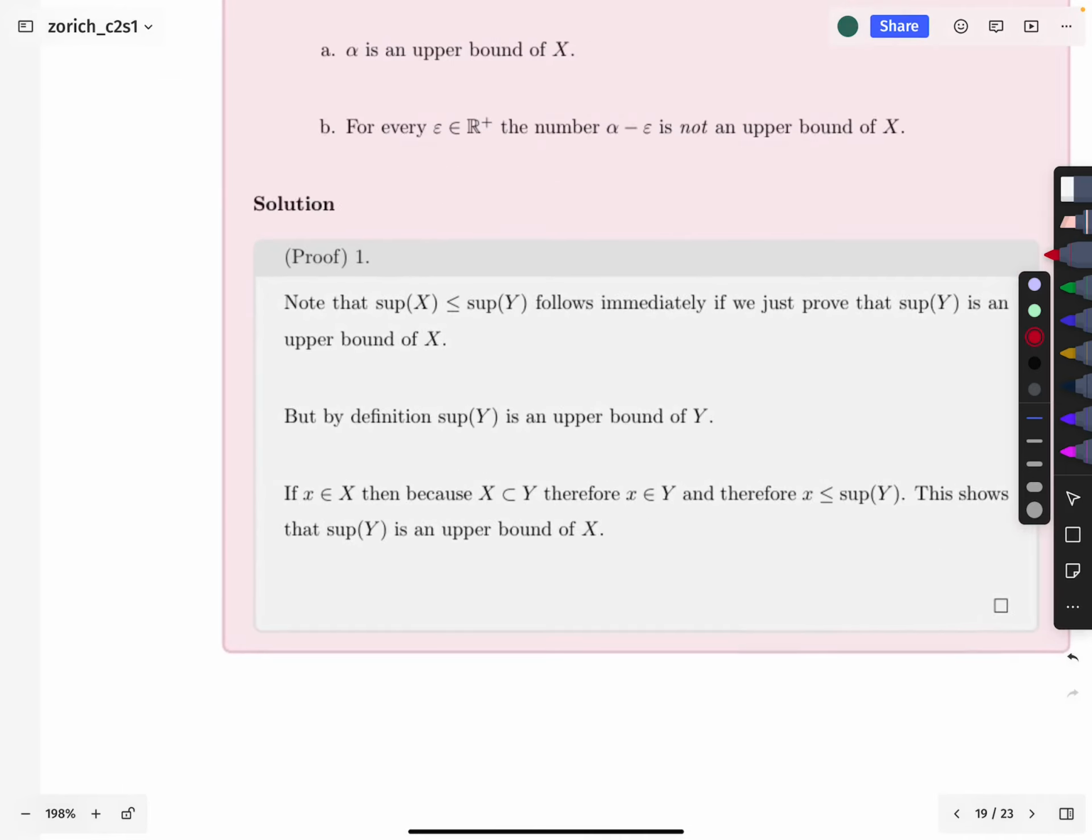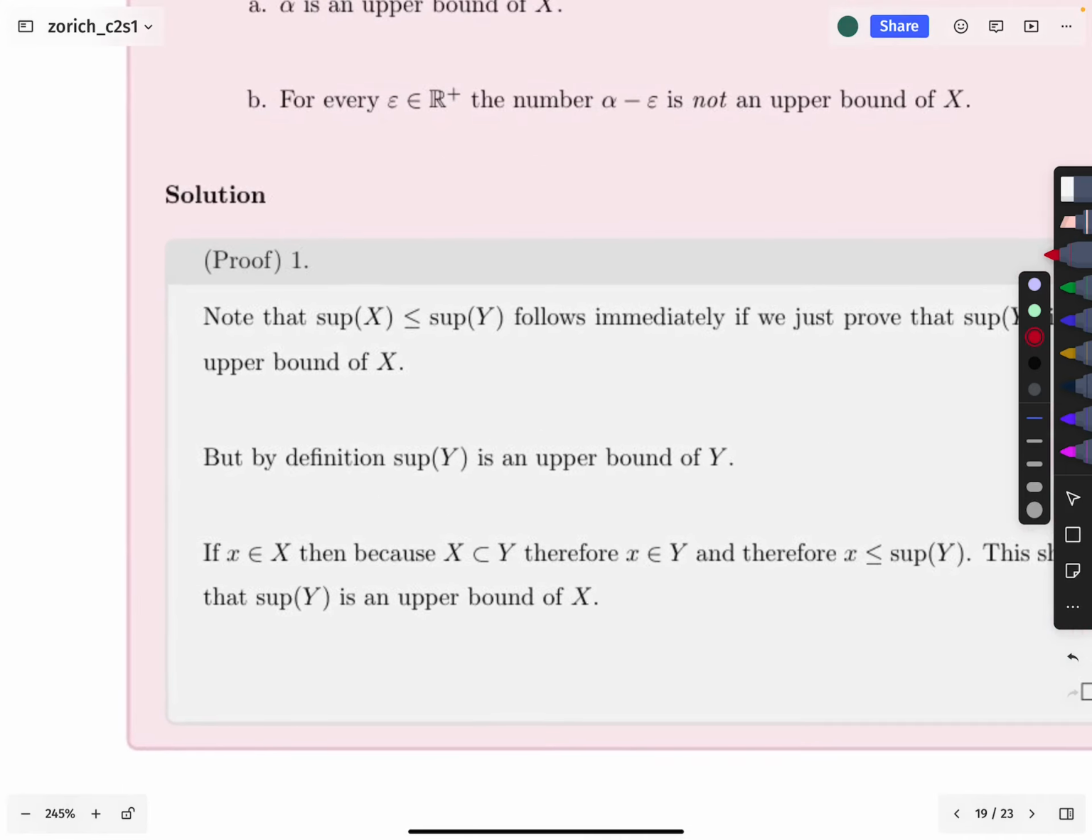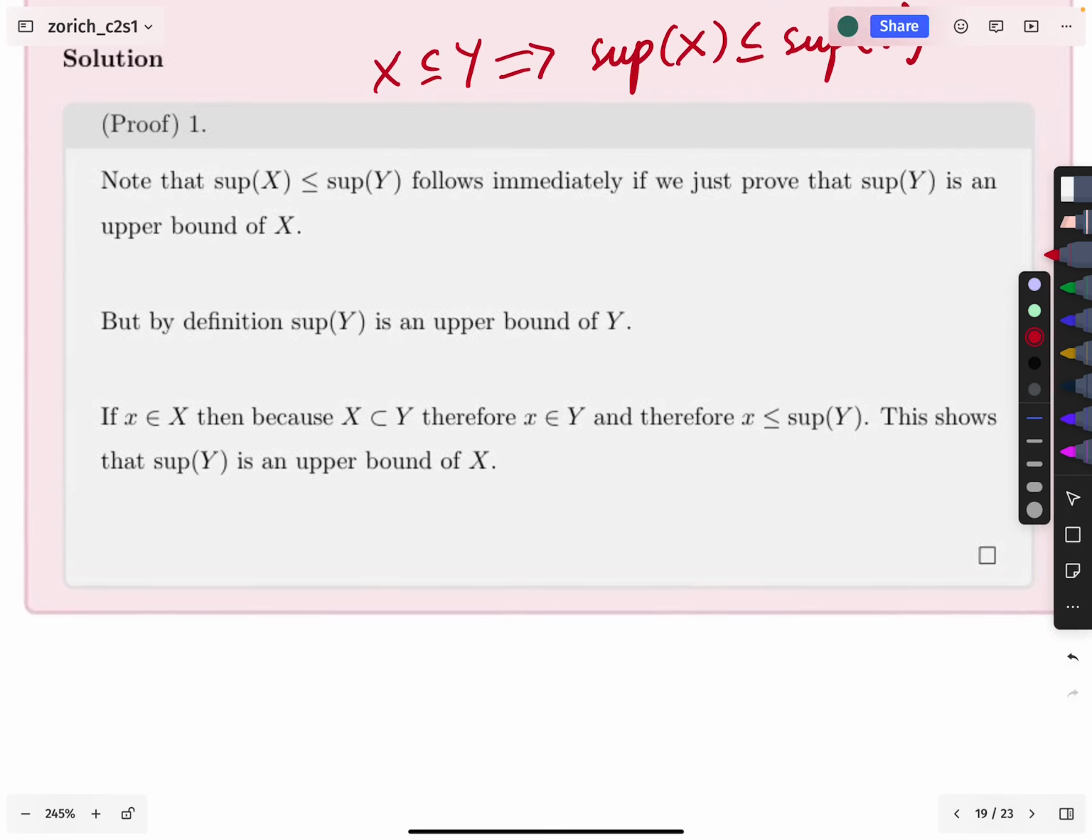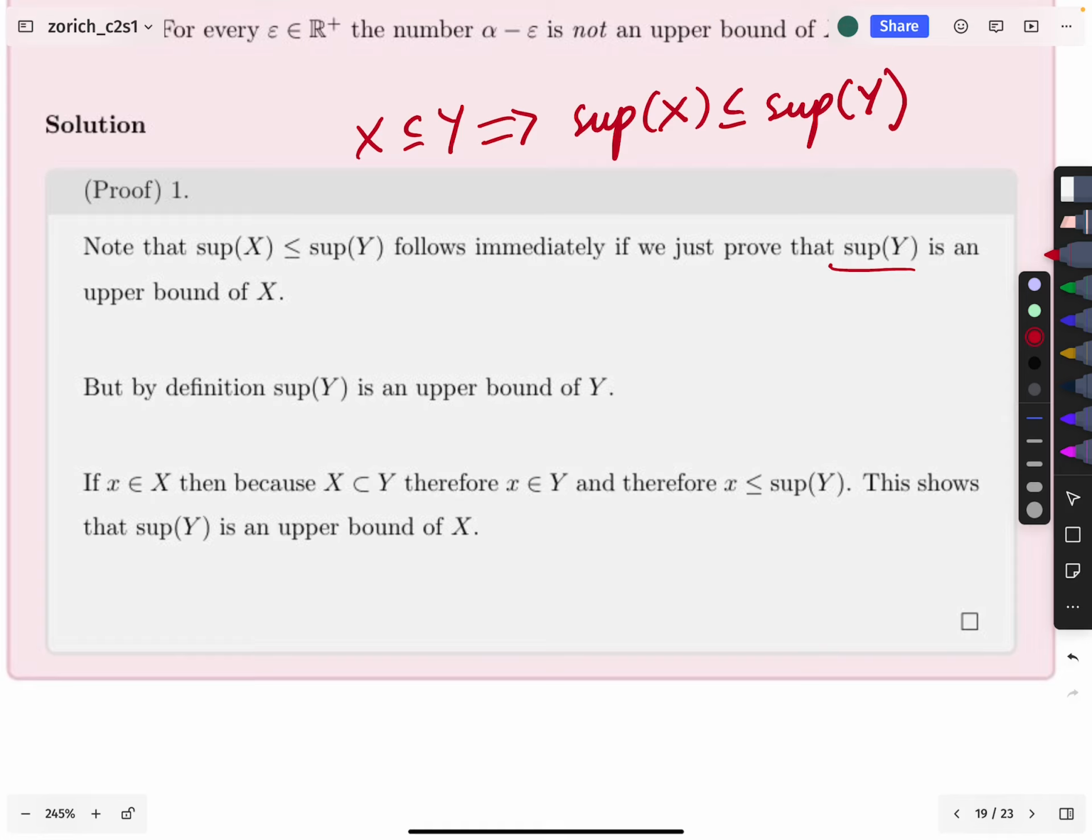The solution for the first problem, showing that if X is a subset of Y, then sup X is at most sup Y. Notice that if we simply prove that sup Y is one of the upper bounds of X, then the result follows, because after all, sup X is the least of the upper bounds. Therefore we just need to know that this is an upper bound, and then sup Y becomes automatically greater than or equal to sup X. So we just show that sup Y is an upper bound on X.